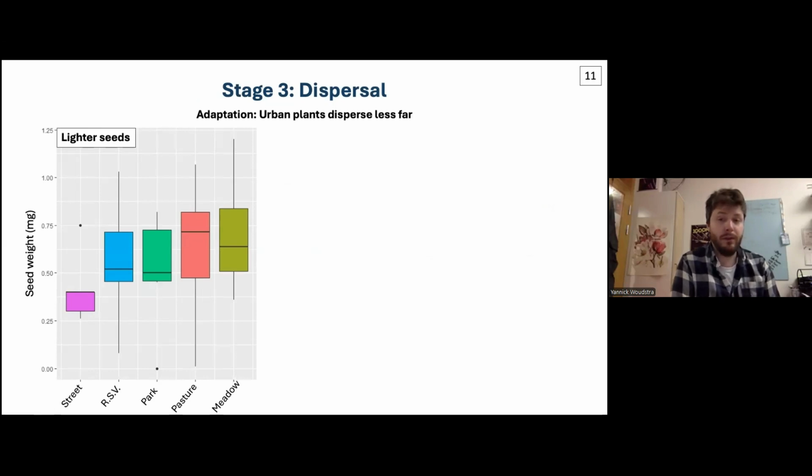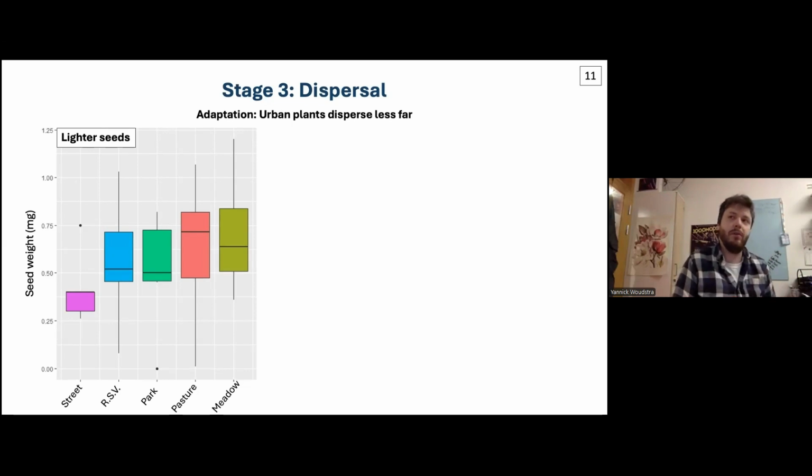When we started studying this in dandelions, we first looked at what other studies have done. There is a very famous one of the first urban plant adaptation studies from 2008 by people in Montpellier, actually on another Asteraceae, Crepis. They showed that the urban Crepis plants produced heavier seeds with almost no dispersal mechanism.